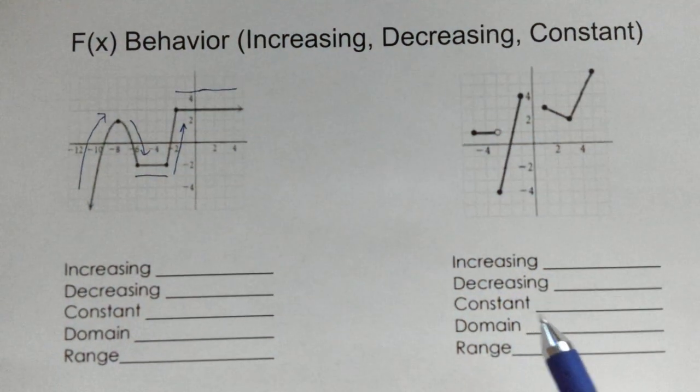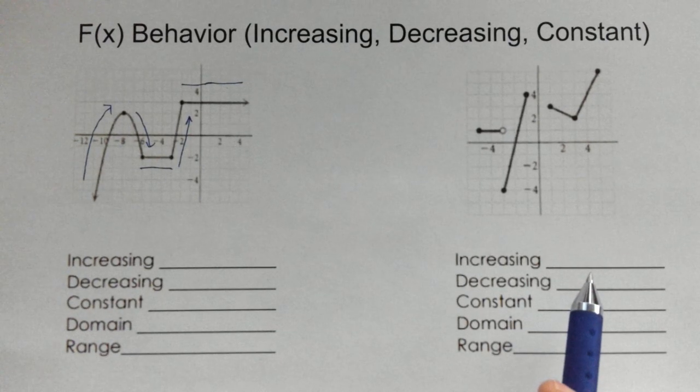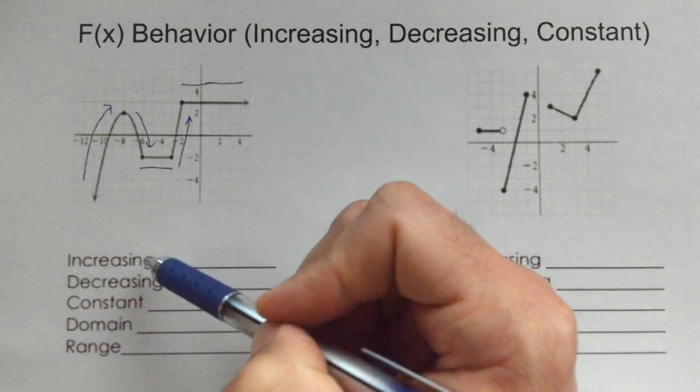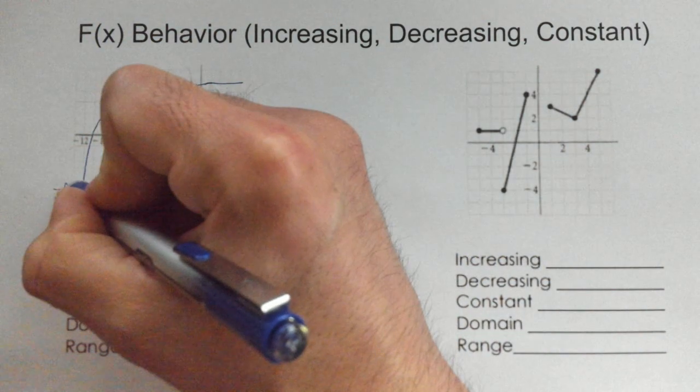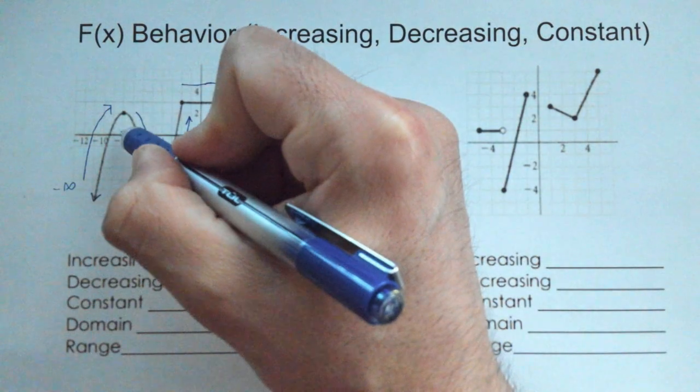It remains constant. So let's describe those locations. It's going to be increasing from the left, from negative infinity. There's an arrow, meaning it's going to the left, all the way to negative 8.